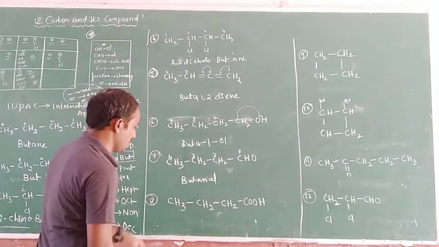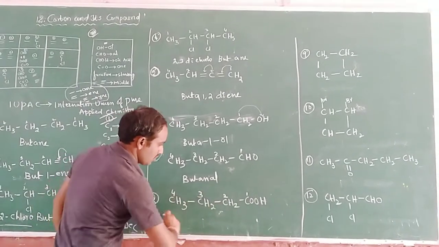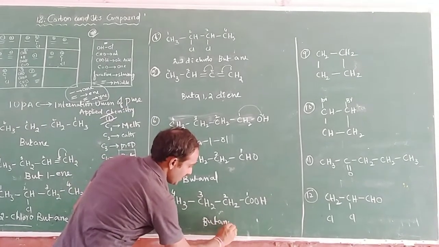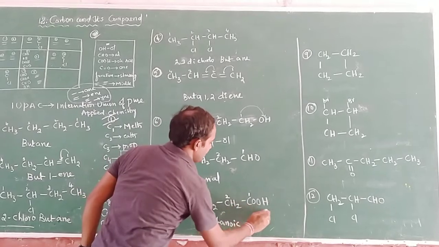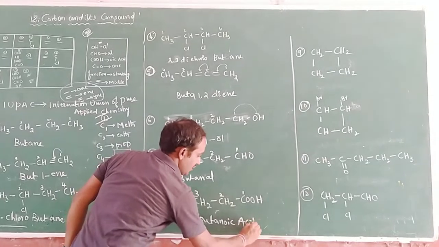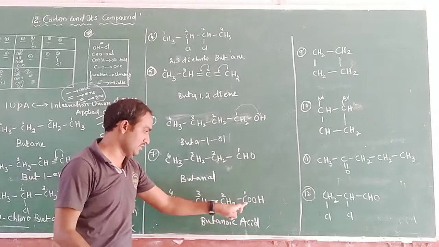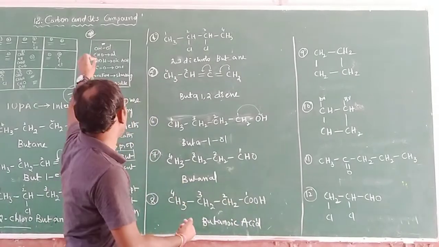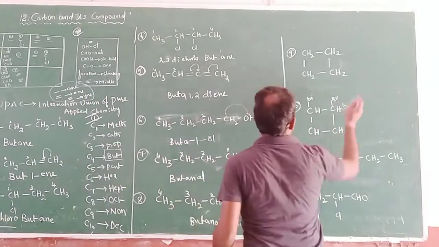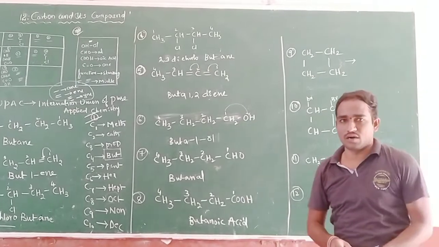And next, go through the next example. 1, 2, 3, 4. How many carbons? 4. So that is butanoic. If it is COOH, that is oic acid. Butanoic acid. How many carbons? 4. And if we have COOH, what do we say? Oic acid, butanoic acid. And see here, such types of chemical compounds are very, very important.